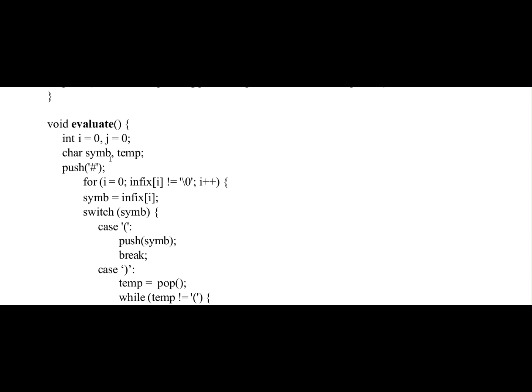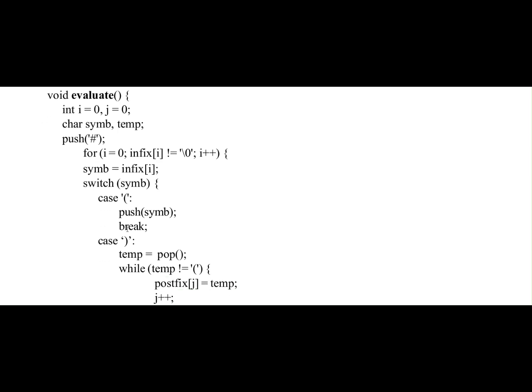In the evaluate function, first, we are taking an empty stack. To specify this, we are pushing an element hash into the stack, and then we are using a for loop to traverse the entered infix expression, taking symbol is equal to infix of i. We are traversing and taking each and every element of the infix expression, and we are using a switch case.